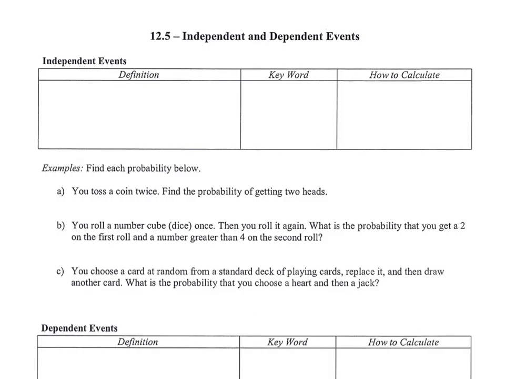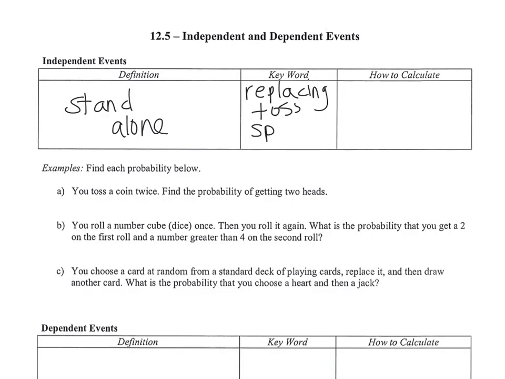So independent events are events that can stand alone. They can be by themselves. They don't affect the outcomes of other things. So keywords are replacing. If you see the word replace, or toss a coin, or spin a spinner, or if you're rolling a dice, those are independent.